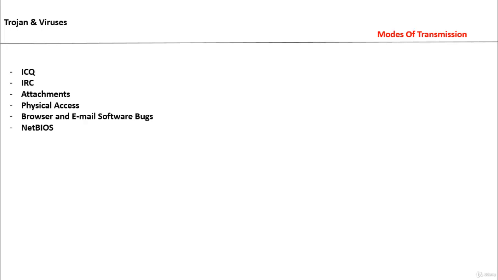NetBIOS. If port 139 is open, the attacker can install trojan.exe and modify some system file so that it will run the next time the system is rebooted.